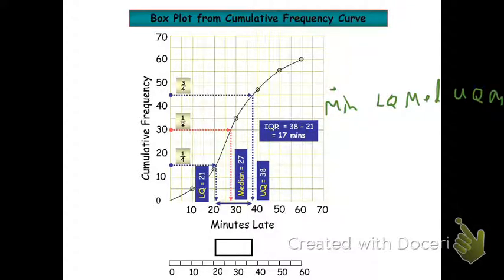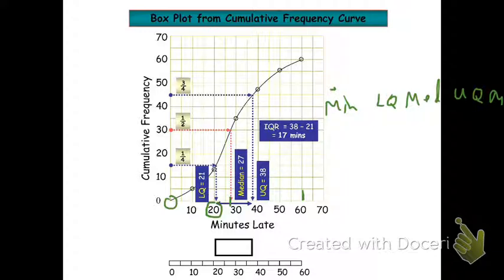If you notice here, we already have all those points marked. So it looks like the min is 0. The lower quartile is 21, the median is 27, the upper quartile is 38, and the max is 60. So that's my 5-number summary. And then all I gotta do is put them on a graph.